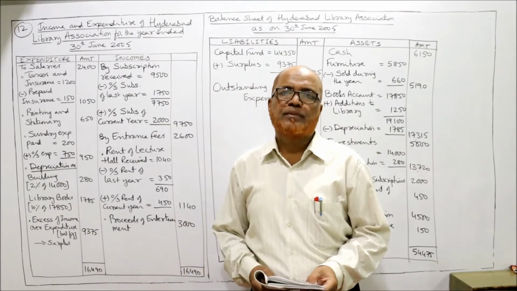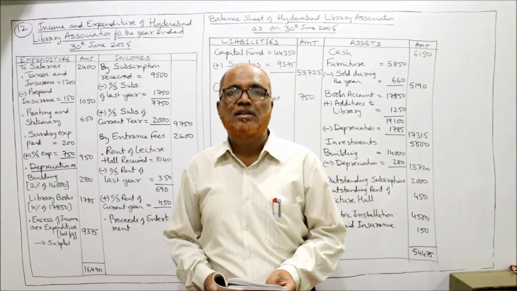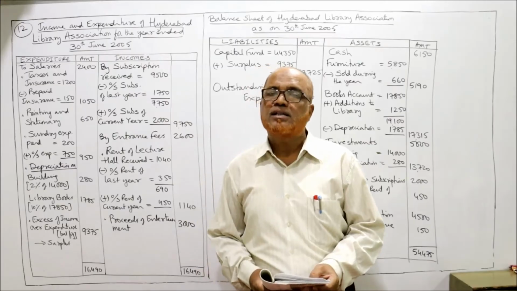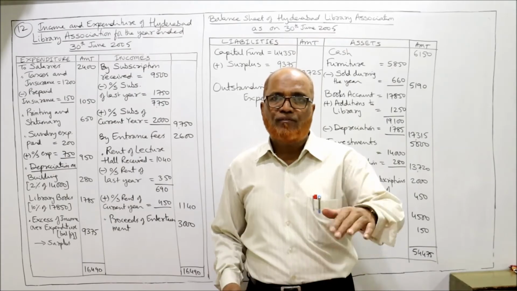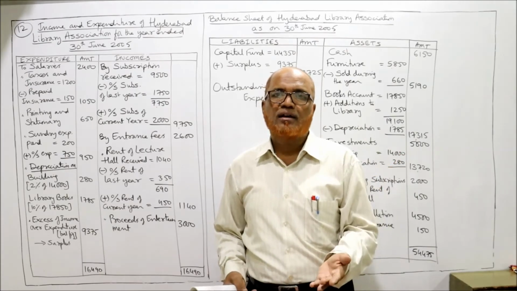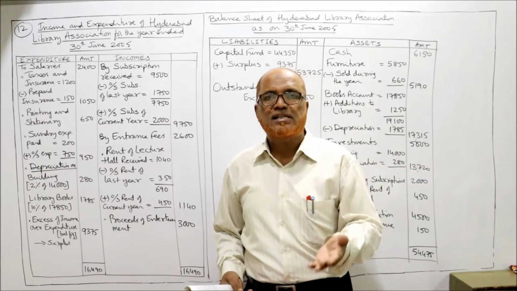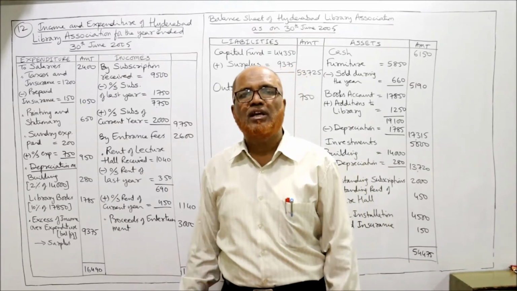Furniture was sold and sale proceeds received. This is a capital receipt. It is not a revenue receipt क्योंकि furniture जा रहा, cash आ रहा है. So one asset is going, one asset is coming. So there is no question of any income.